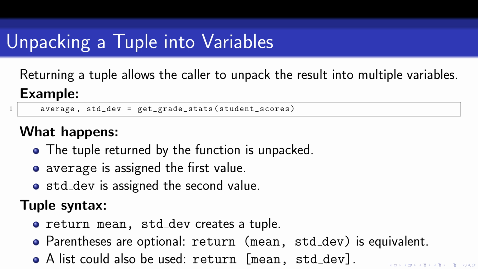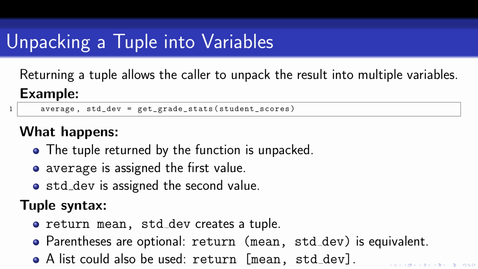Unpacking a tuple into separate variables is a clean and intuitive way to handle multiple return values from a function. When you return a tuple, Python allows you to assign each element of the tuple to its own variable in a single line. This improves readability and makes the flow of data clear. It also makes your code less error-prone by avoiding the need to access values by index.